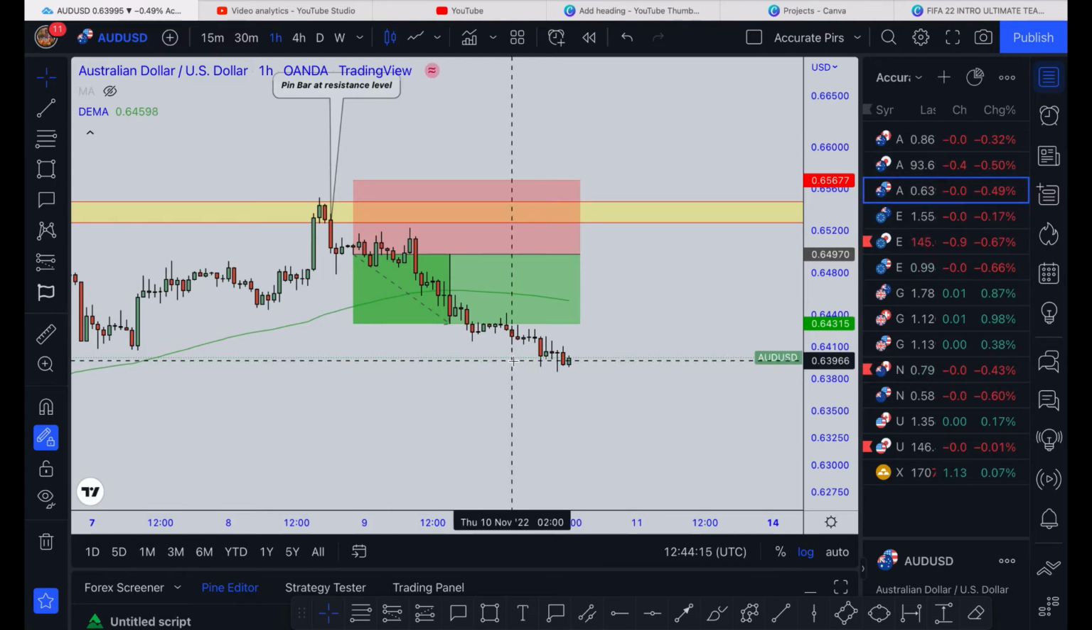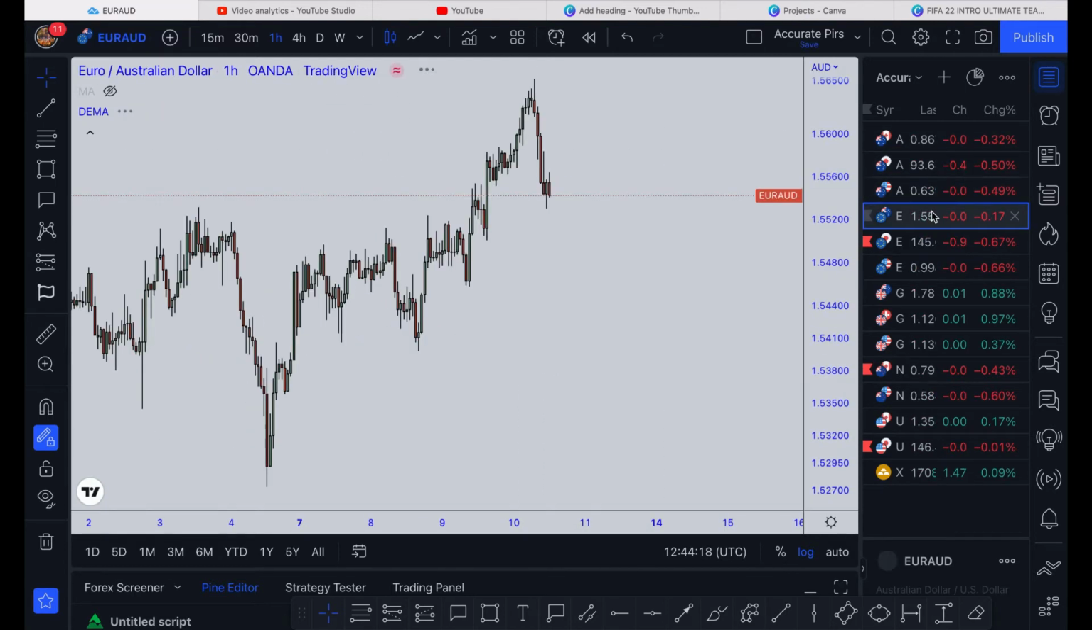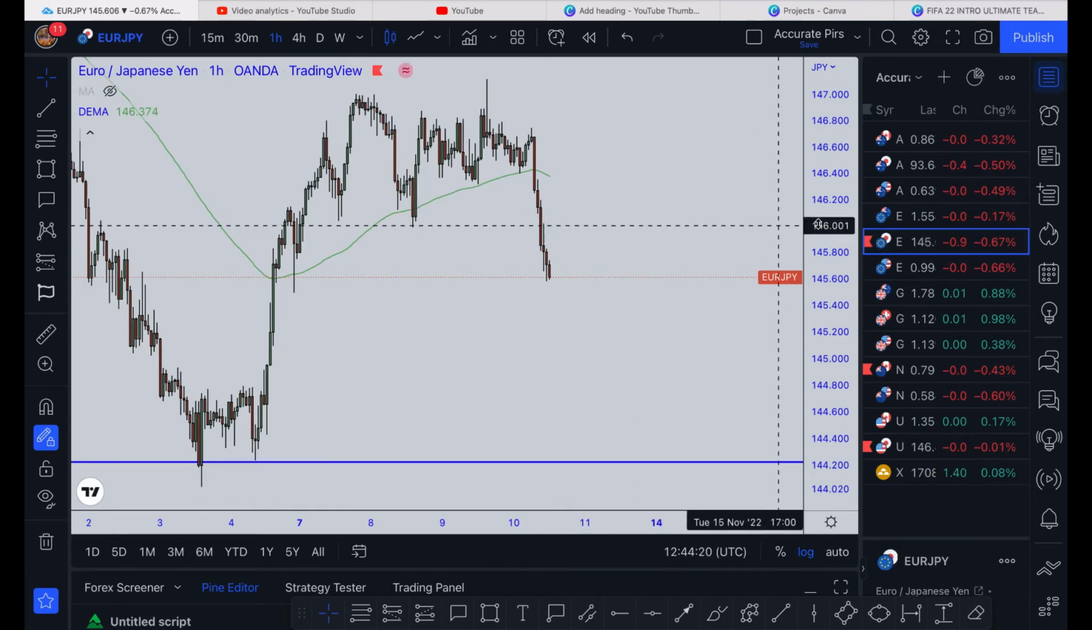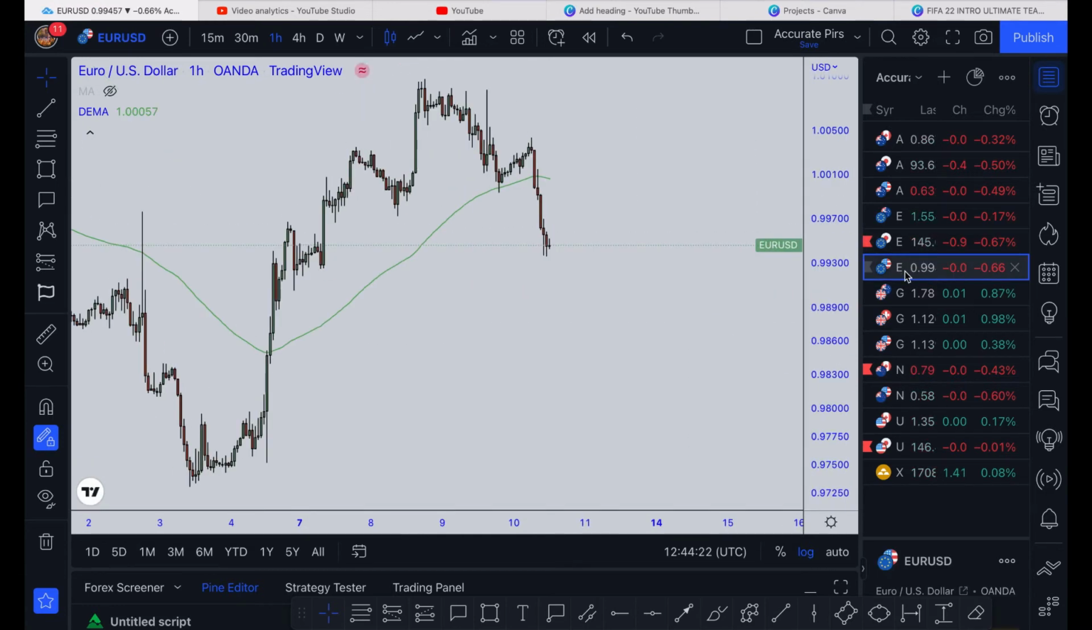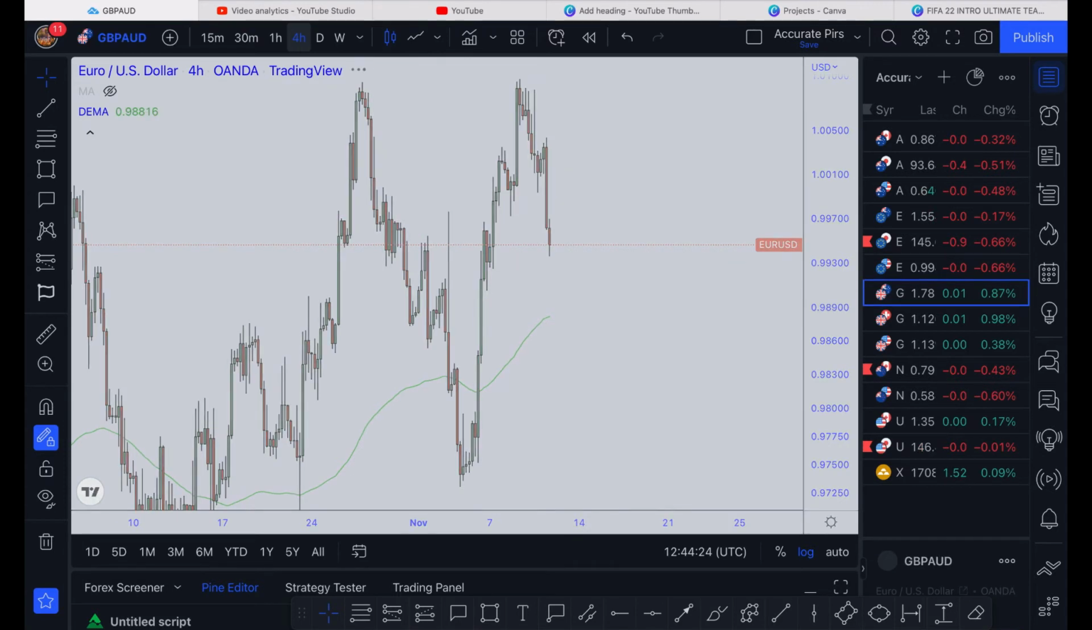And funny enough, I'm going to look at Euro/AUD. Remember what I said on Monday about the trend lines? I don't really trade trend lines, and I'm going to show you why.